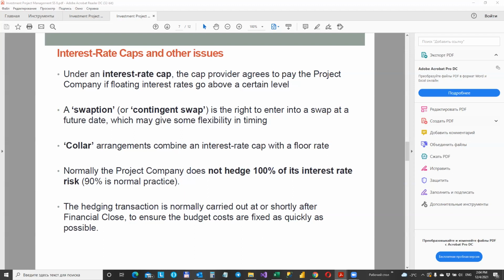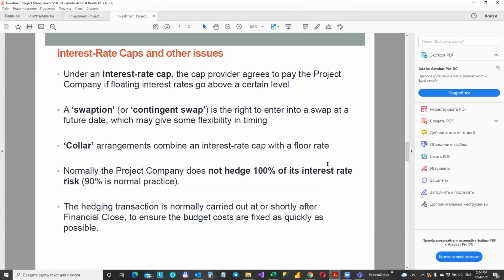Another, more sophisticated instrument may be useful for some projects. A swaption or contingent swap is a right to enter into a swap at a future date, which may give some flexibility of timing, but we will not discuss it in detail. If you want, you can refer to this concept in some specific literature regarding derivatives in the literature list for this course, but it's not really the core concept for such a course.